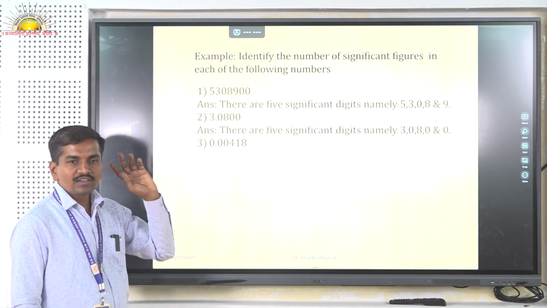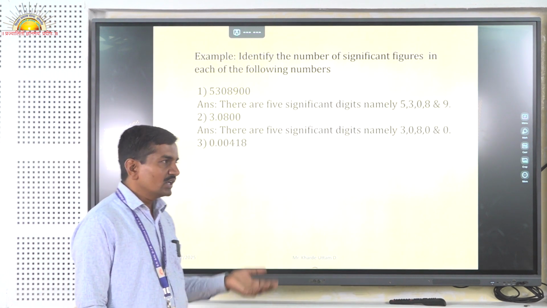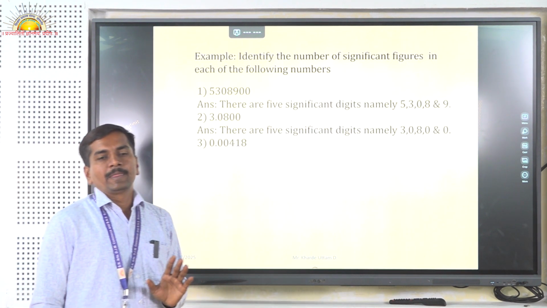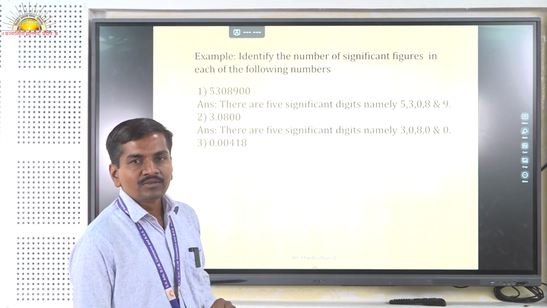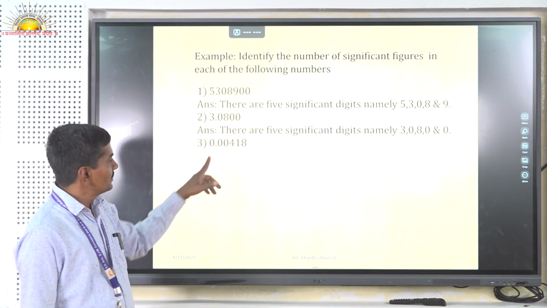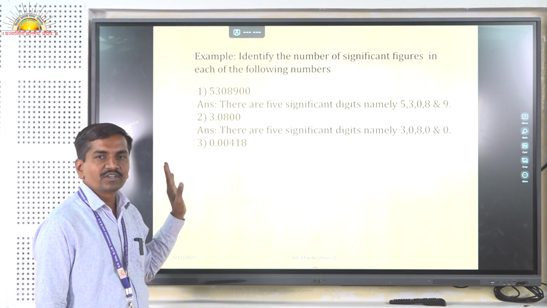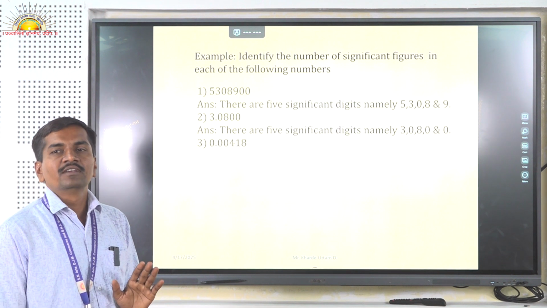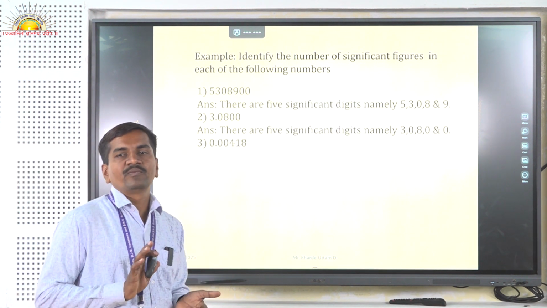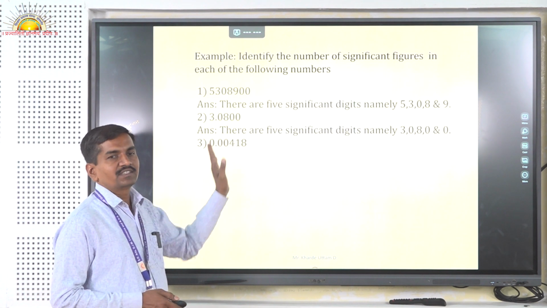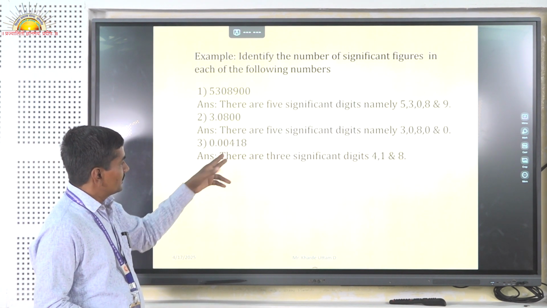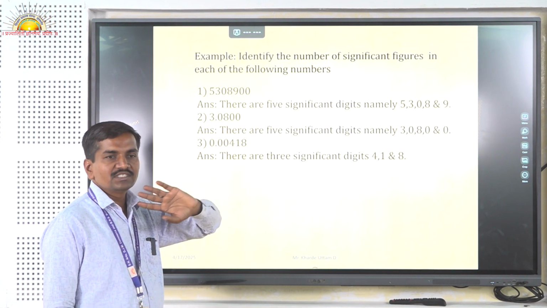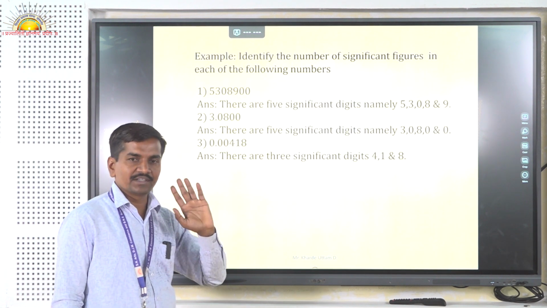Now let us see another number, 0.00418. Here 4, 1, 8 are the significant digits. Now what about the zeros? The first zero is the leading zero which represents the decimal point, so we will not consider it a significant digit. The other two zeros after the decimal point are space holding zeros, which again are not considered significant digits. So in this number there are only 3 significant digits, namely 4, 1 and 8.